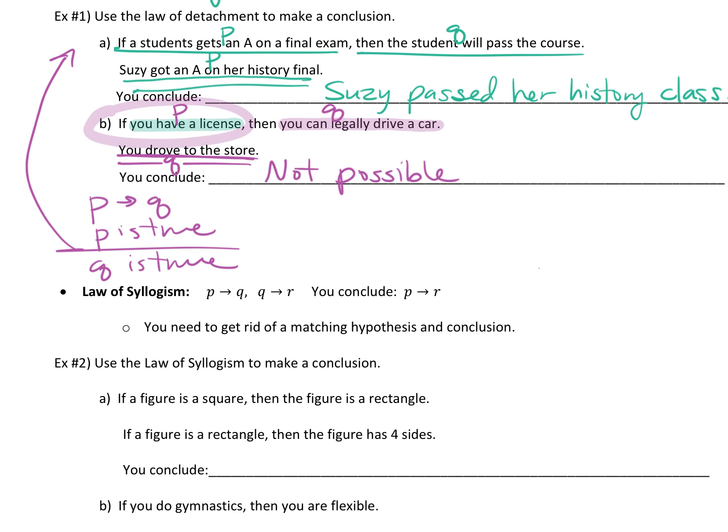I feel like it's easy to do that one wrong if you're not paying attention to hypothesis versus conclusion, right? Pay attention to what they're giving you. Are they giving you that if part or are they giving you the then part, okay?